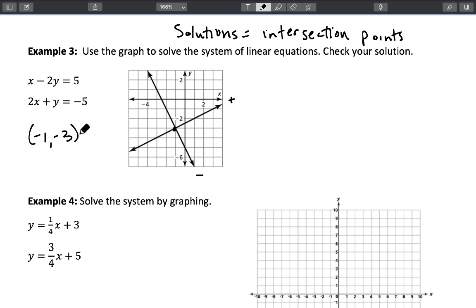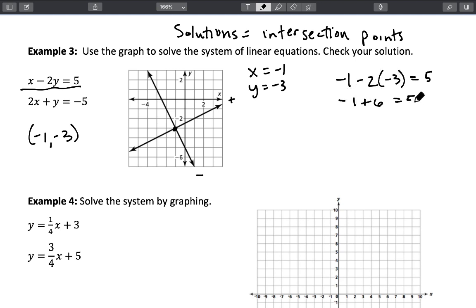Now that's our guess as to our solution, and let's figure out if that is our correct solution by substituting x equals negative 1 and y equals negative 3 into our two equations. Let's take this top equation first. We've got negative 1 minus 2 times a negative 3, and my question here is, does that equal 5? This is kind of a tricky statement, so be careful. You have a multiplication that you need to do first. Negative 2 times a negative 3 is a positive 6. This is negative 1 plus 6 is equal to 5. And yeah, that's true. So that forms a true statement.